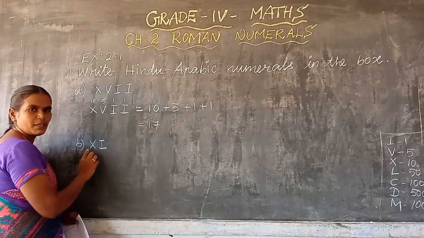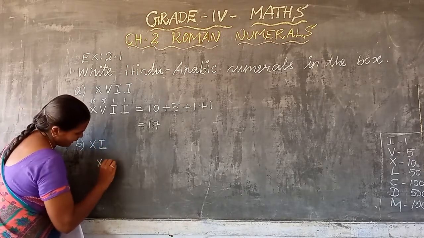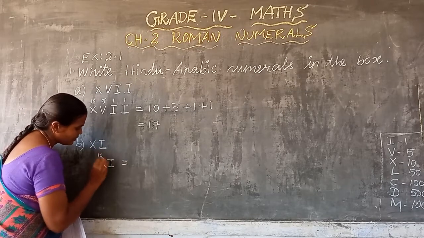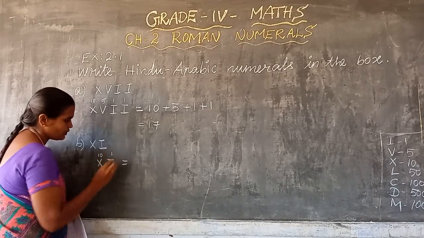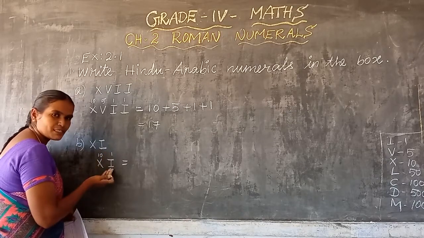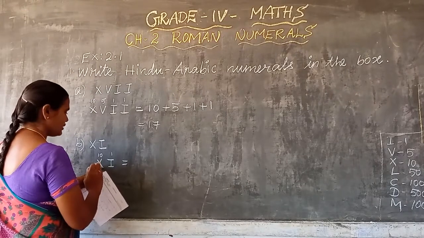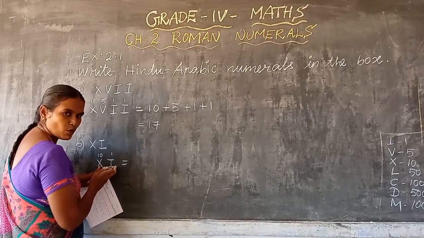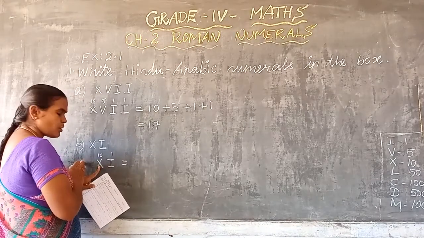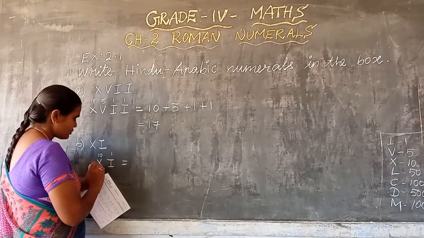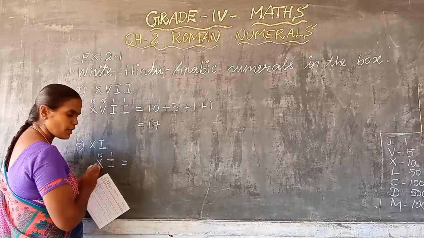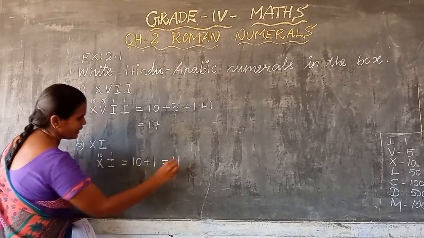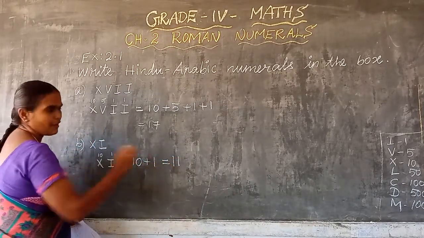XI. So XI is equal to value of X 10, value of I 1. Look at the greater number. Which is the greater number here? X. So X, right side we have the small number means addition. Left side small number means subtraction. This is the rule. So here right side small number, so addition. So 10 plus 1, 11. So XI value 11.